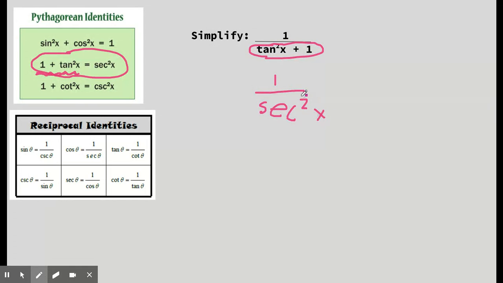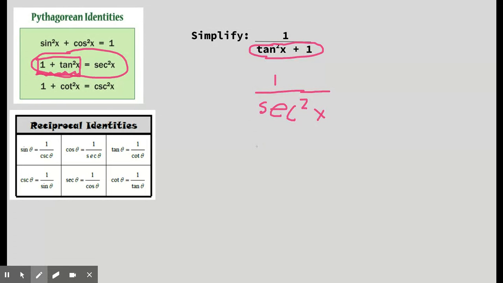Sorry for the bad handwriting. It's hard to write up here, as you all know by now. So this gives me 1 over secant squared x. How did I know that? Because I used this Pythagorean identity, and I made a substitution. So this left-hand side that I'm boxing in over here was equal to secant squared x. So I was able to make a substitution.